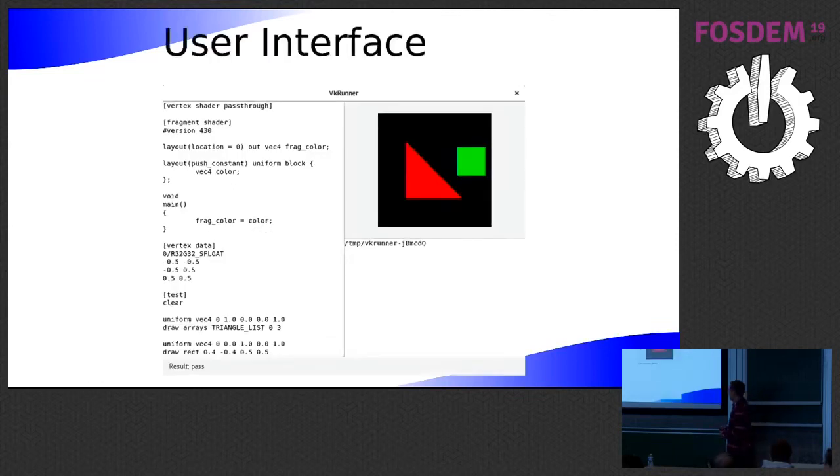So on a branch, there's a user interface. I'm not sure whether it's particularly useful, but mostly just for fun. It's just using GTK. You can write the test script in the editor on the left, and in the background it continuously runs the test and tells you whether it failed or not, and shows you the image as a result.